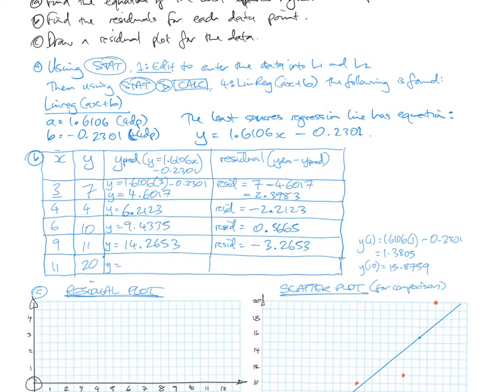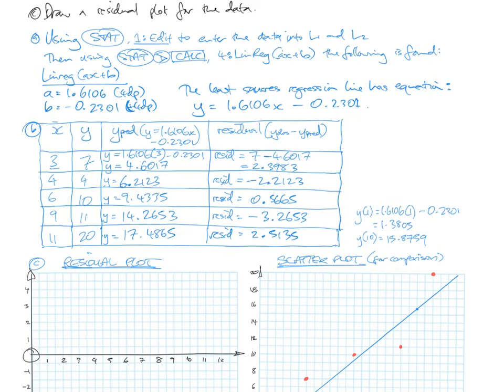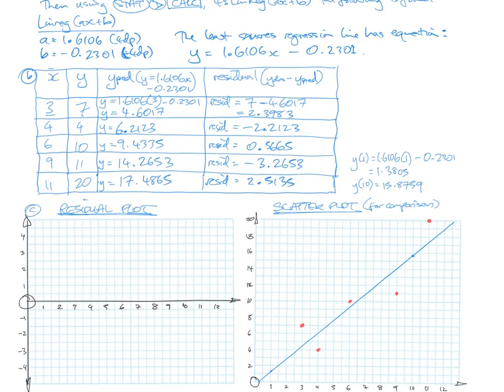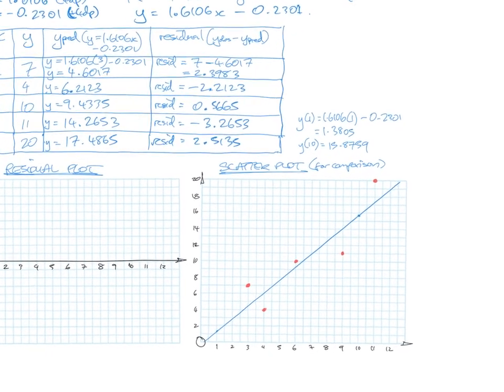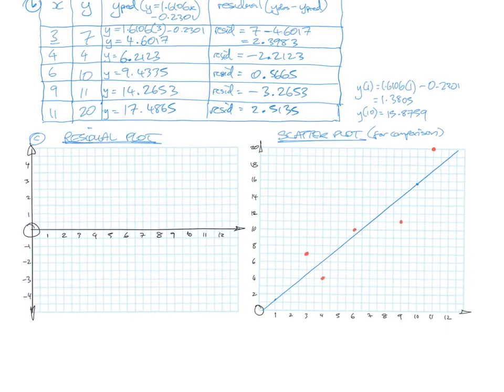Last one. 1.6106 times 11, take 0.2301. So that y predicted is 17.4865. Residual is then 20 minus that answer, 2.5135. So we've worked out the residuals. This is a new thing to you, the idea of residuals, and that's telling you how far in the y direction the data points lay from the least squares regression line.